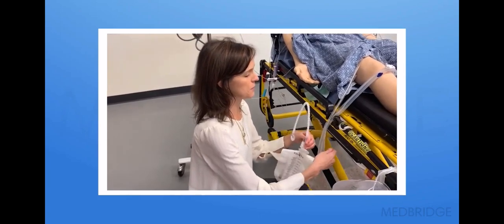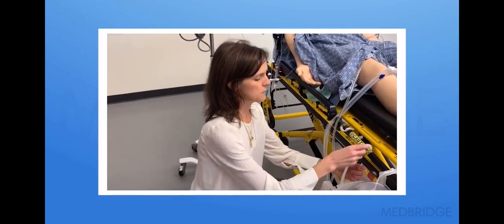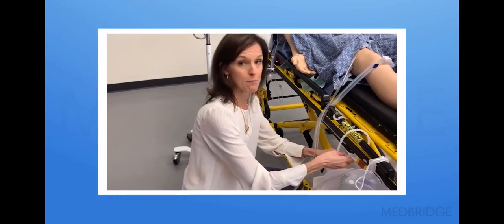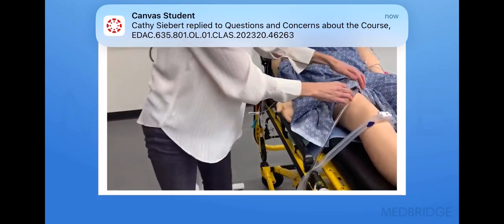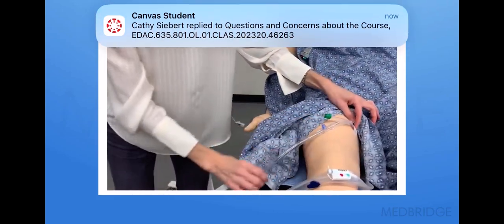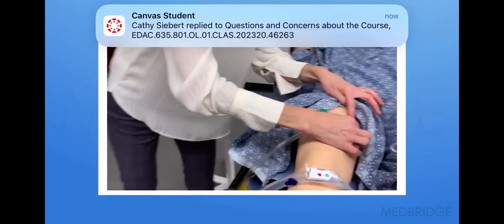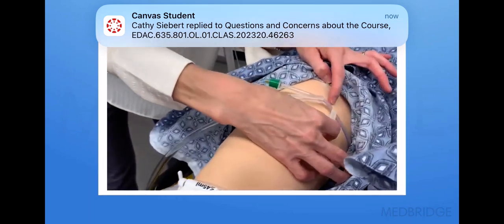Again, I want to make sure I keep this below the level of the rectum so it can properly drain and not get backed up into the patient's system. Systematically, the next tube I come across is this one. So this is my Foley catheter. If you can see here, this has been secured with tape.